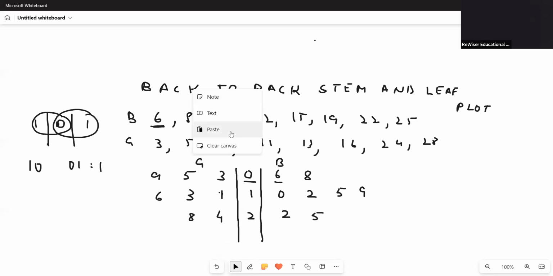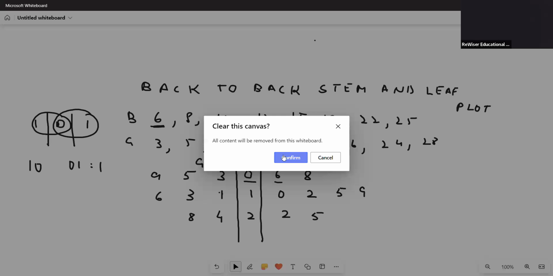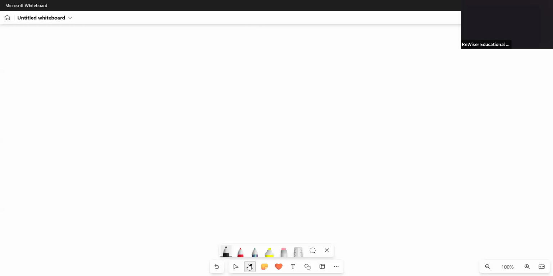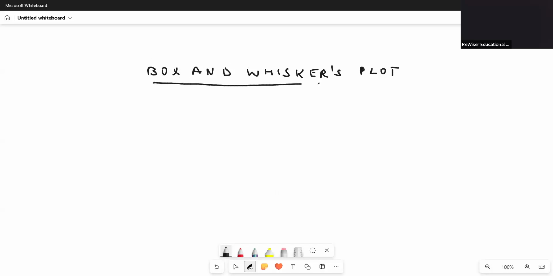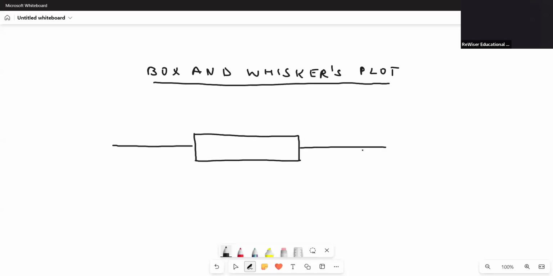Now, coming to something which is very commonly asked, and a very vital part of IGCSE extended, the box and whiskers plot. A lot of questions are asked on the box and whiskers plot. So how does a box and whisker plot look, first of all? It's again a diagrammatic representation of data which has to be in ascending order.